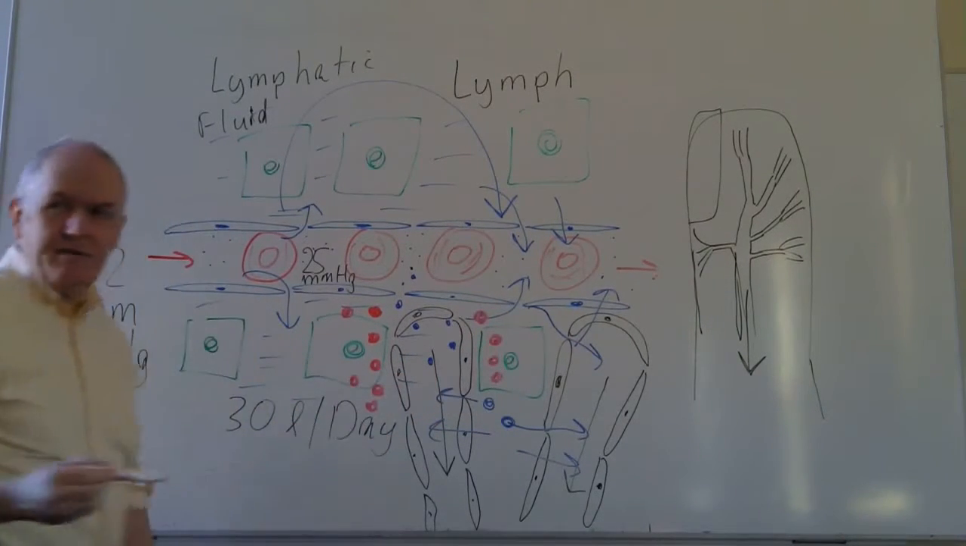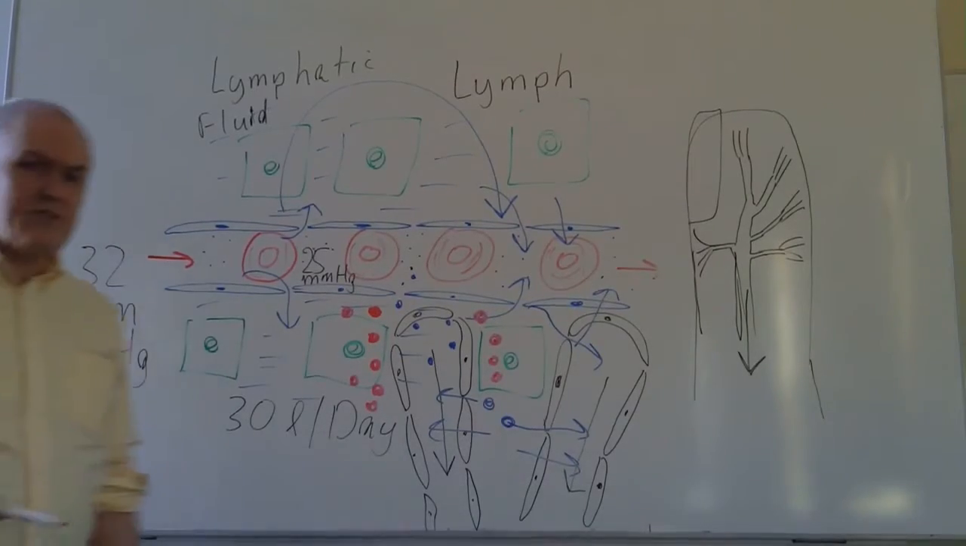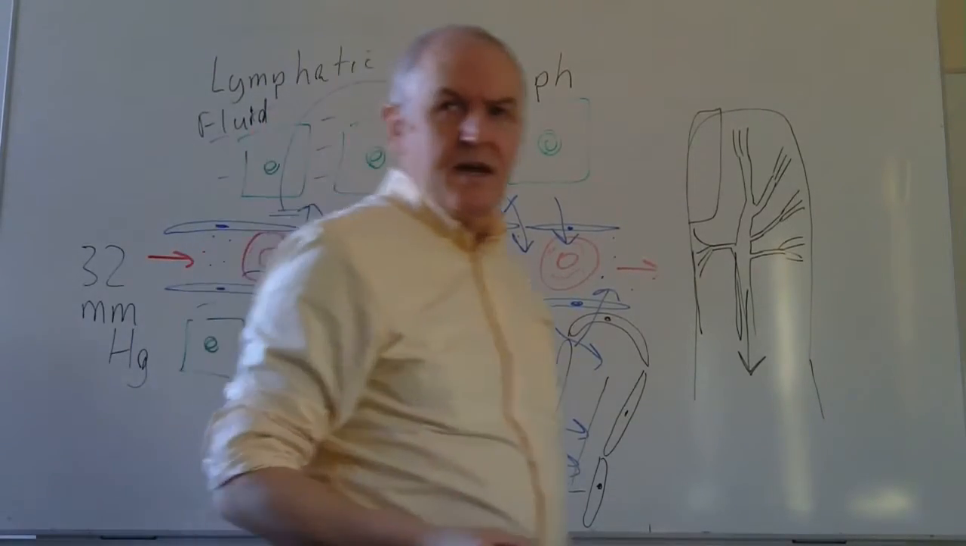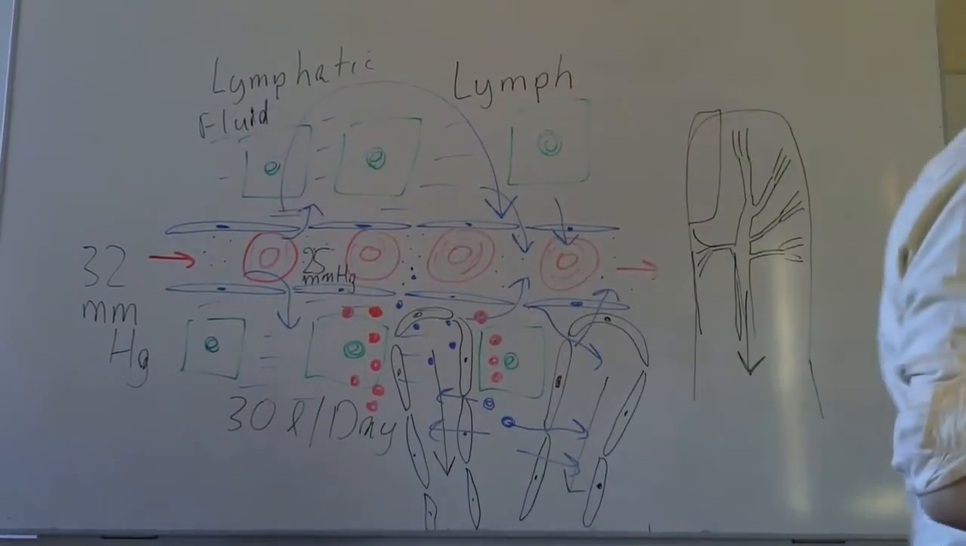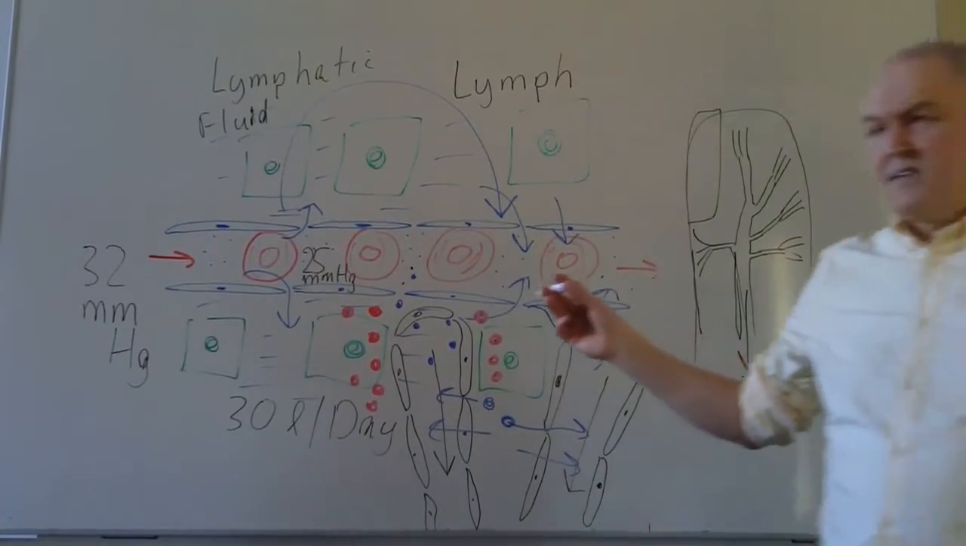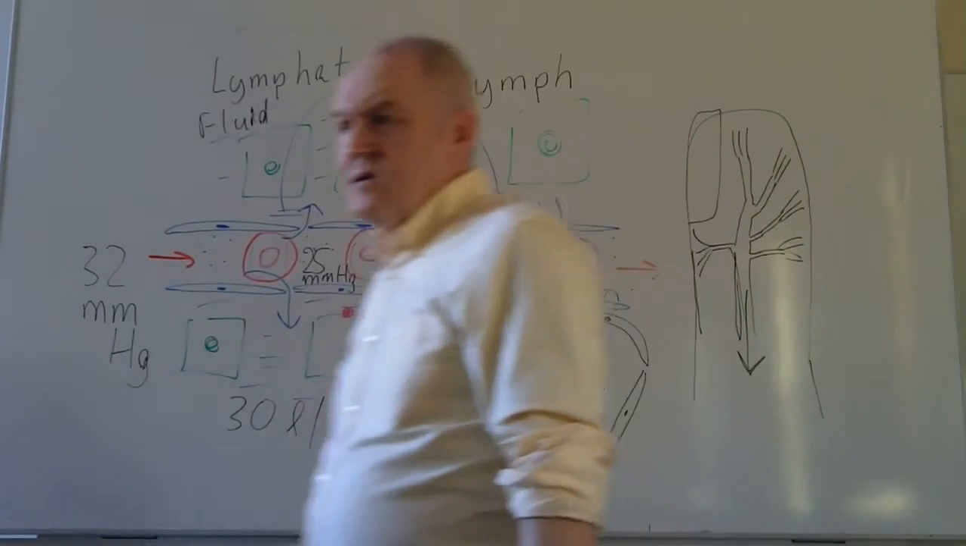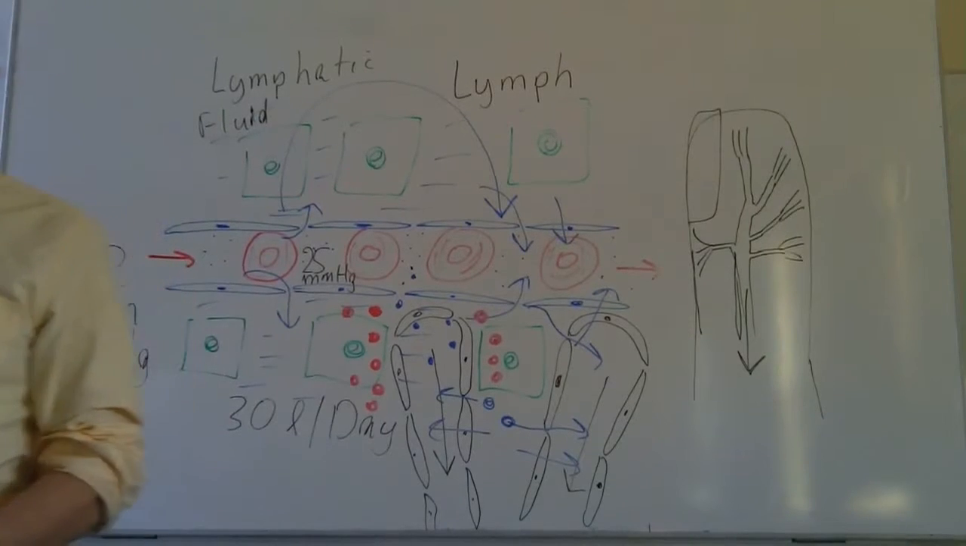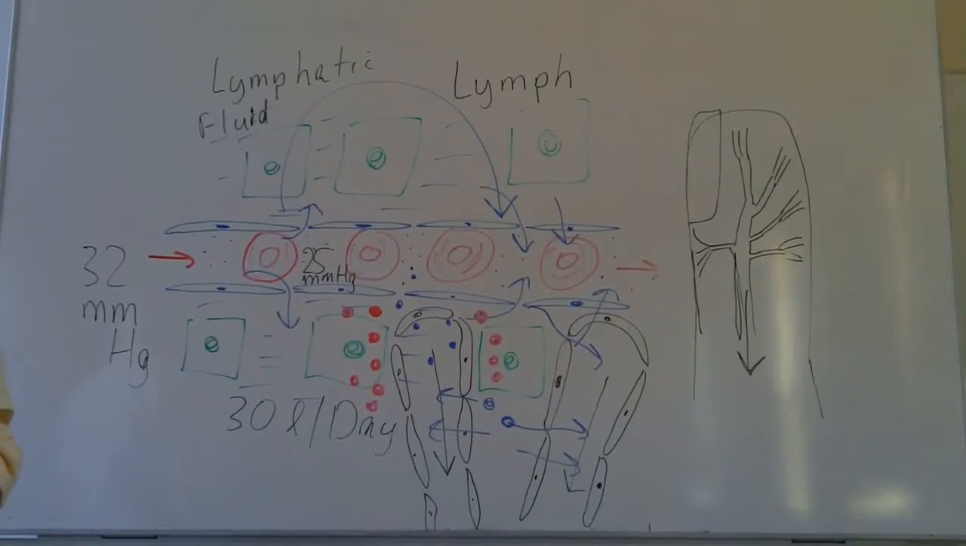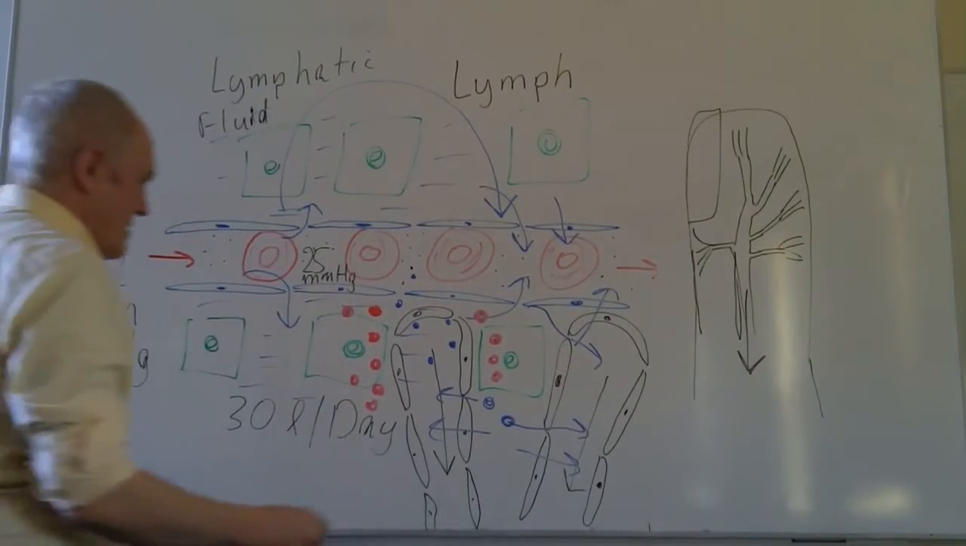I guess we could define infection as the presence of microorganisms in the body tissues. In this case, it's a bacterial infection because we've cut a finger when we've been gardening. And some bacteria have got into the tissue spaces.